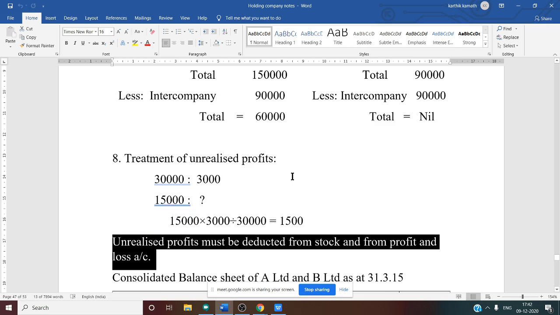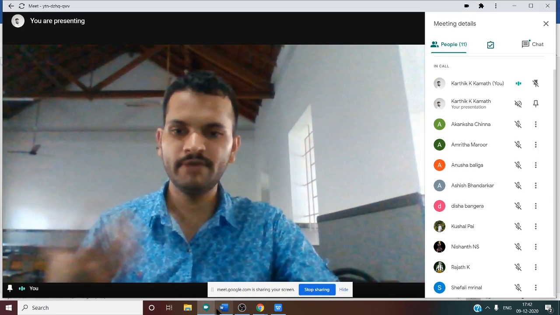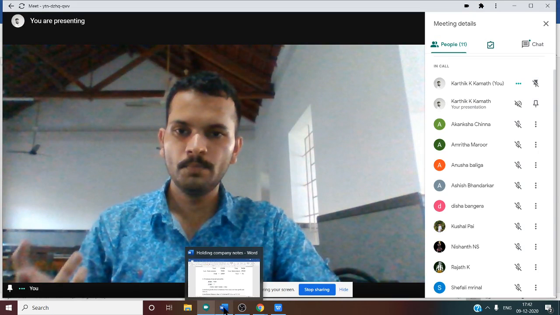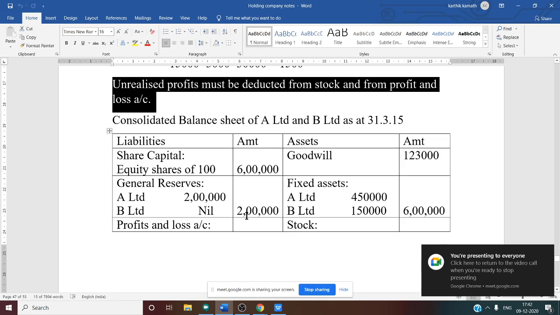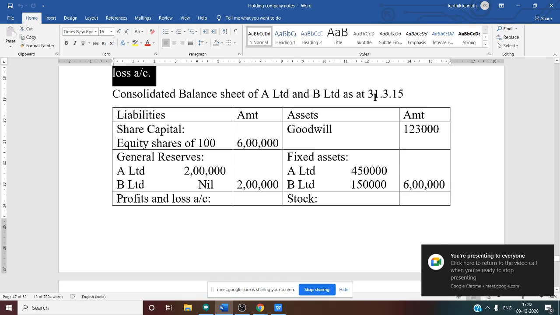Now this is very clear. This is about all the working notes of this problem. After understanding all the working notes, we have to prepare one final consolidated balance sheet. So now we'll discuss this consolidated balance sheet of A Limited and B Limited.